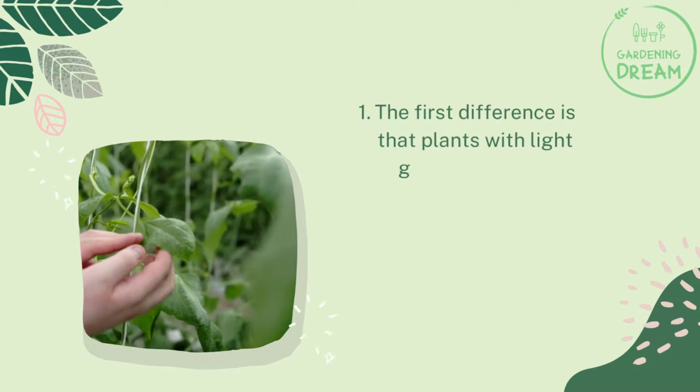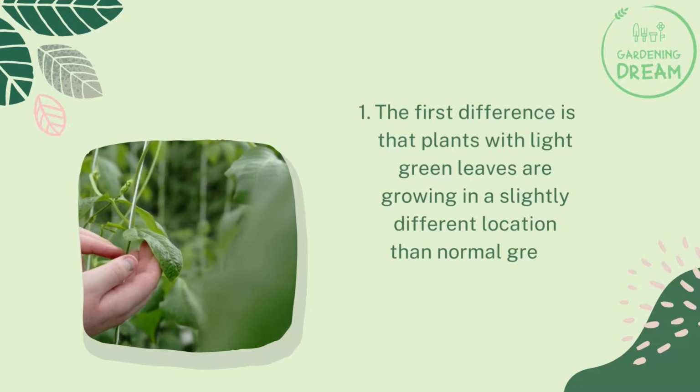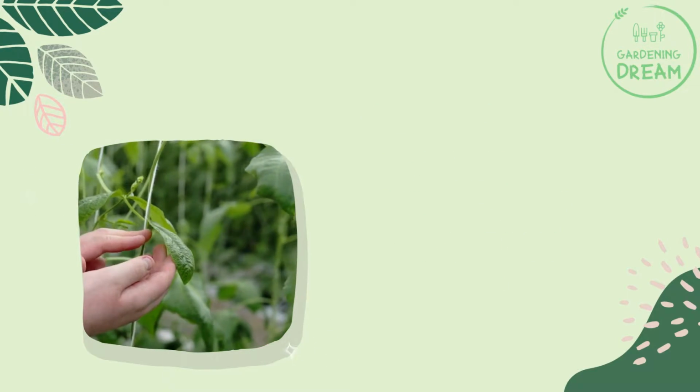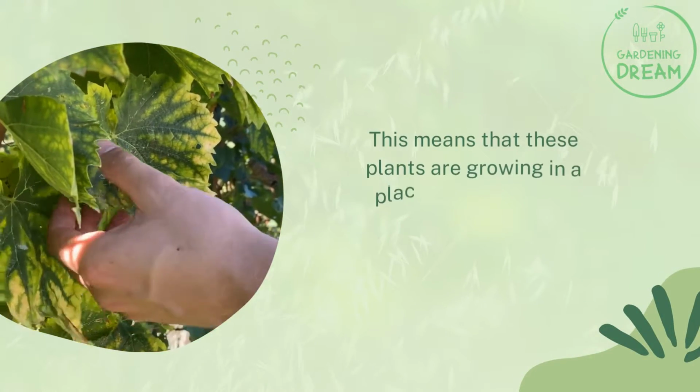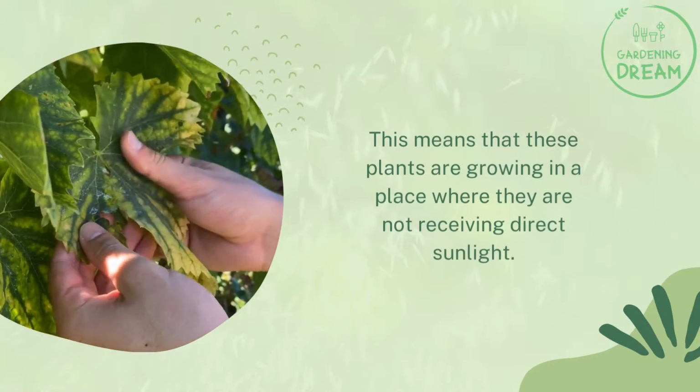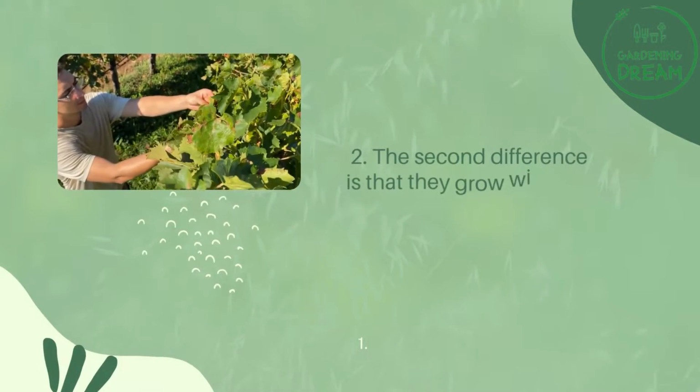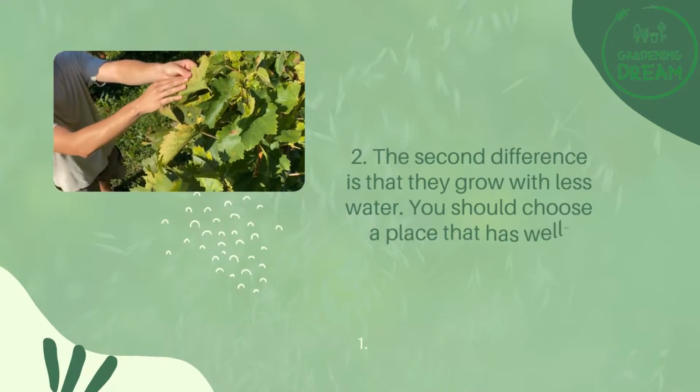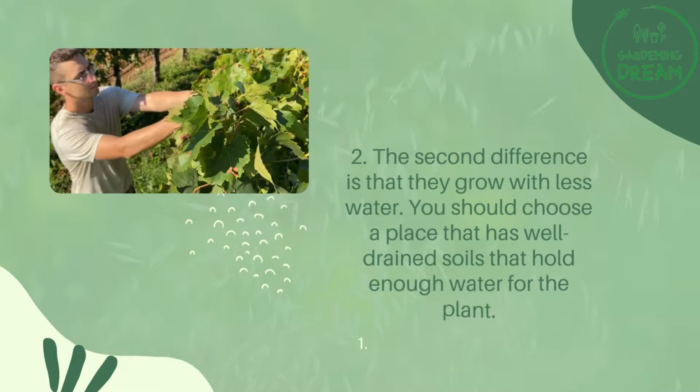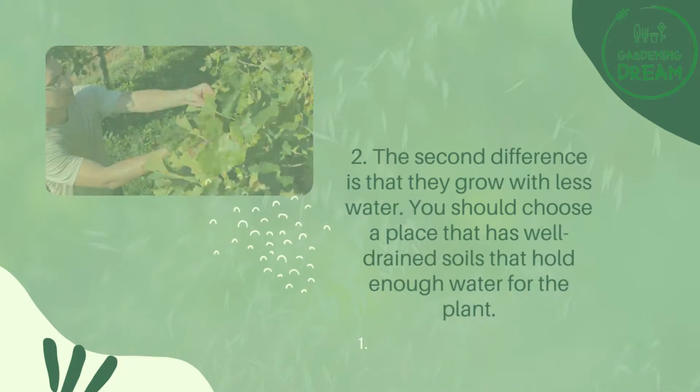The first difference is that plants with light green leaves are growing in a slightly different location than normal green plants. This means that these plants are growing in a place where they are not receiving direct sunlight. The second difference is that they grow with less water. You should choose a place that has well-drained soils that hold enough water for the plant.